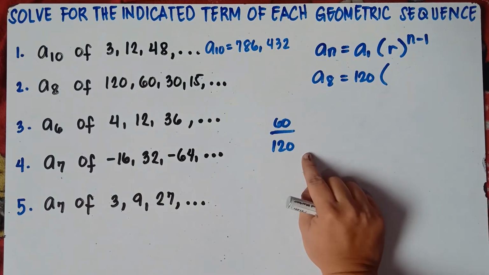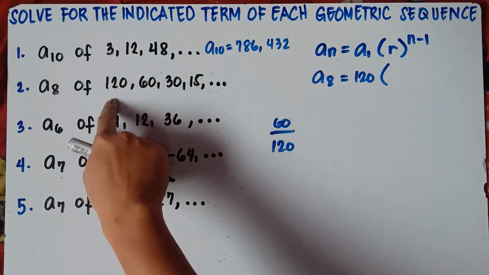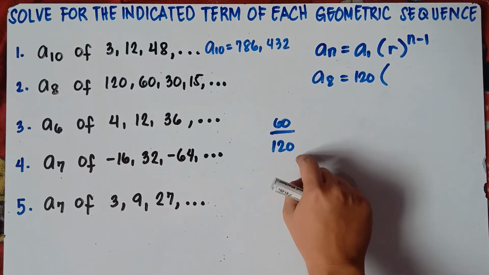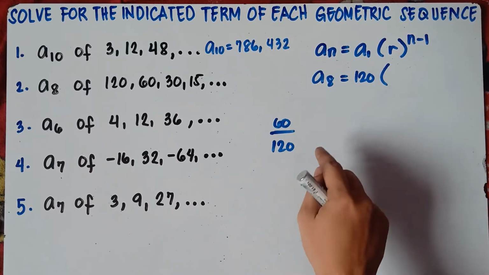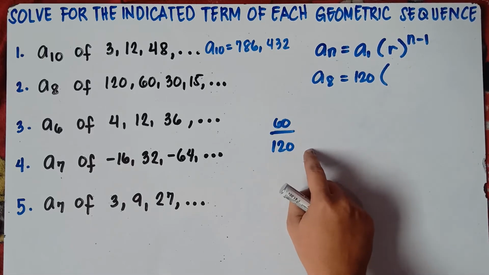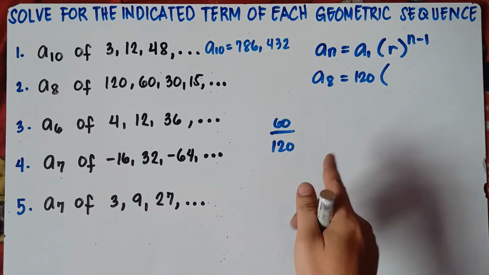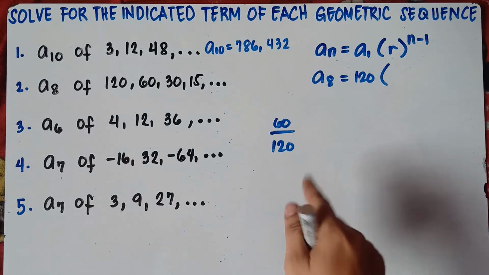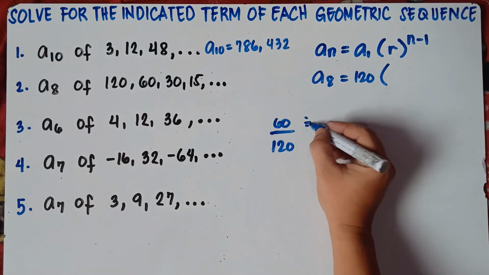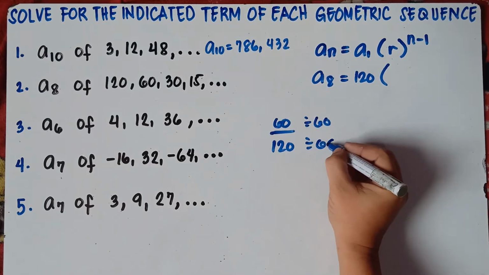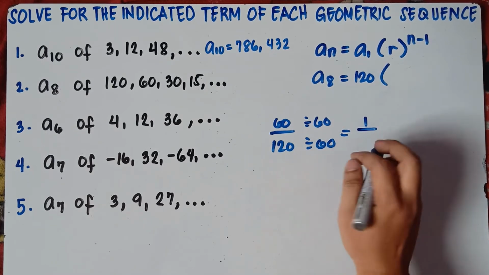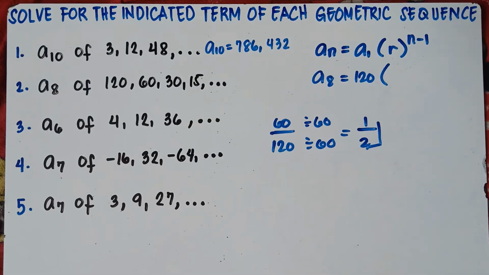So 60 divided by 120, so second term divided by the first term, we cannot divide this evenly. So therefore, because we get a decimal answer, we just need to reduce it to the lowest term. You find the GCF. What would be the greatest number that we can divide both 60 and 120 by? Of course, that would be 60, right? Because 60 divided by 60, that's 1. 120 divided by 60, that's 2. So therefore, our answer is 1/2.